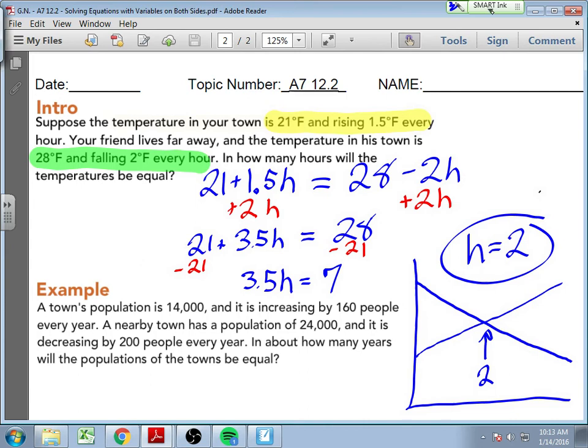If 2 hours have passed, his town dropped by 2 degrees each hour. My town rose by 1.5 each hour. 24 degrees. So the Y value here would be 24 degrees. So that is actually called a system of equations. It's a linear system of equations because they're not curved, they're straight lines. So that would be the solution to the system of equations, which we'll get to later in the year. Questions here?